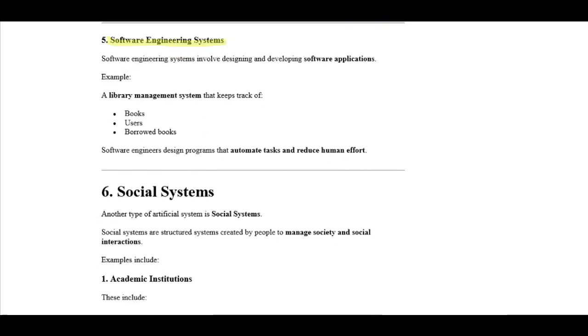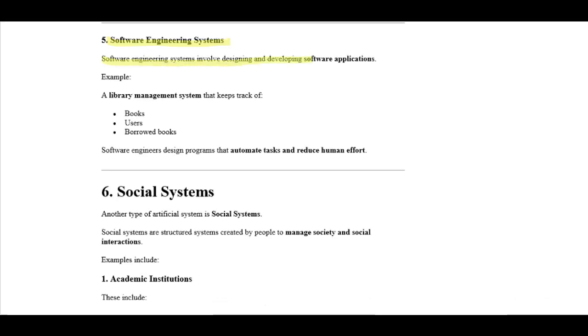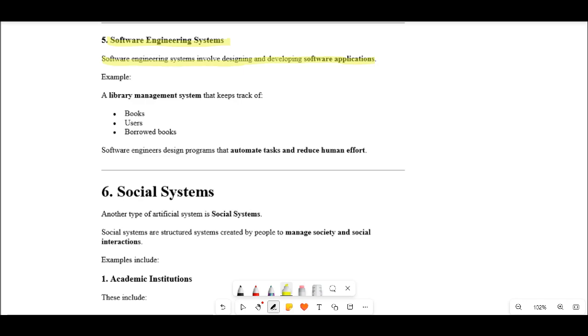The next one is software engineering system. Software engineering systems involve designing and developing software applications. For example, a library management system that keeps track of books, users, and borrowed books. And software engineers design programs that automate tasks and reduce human effort.